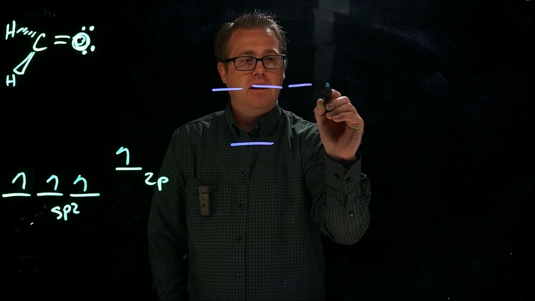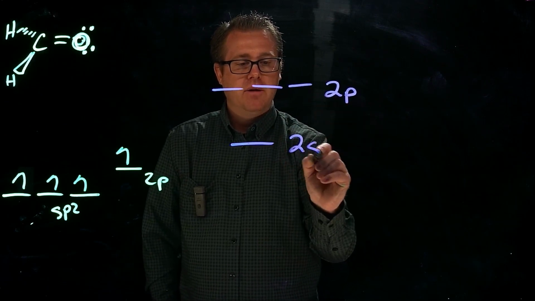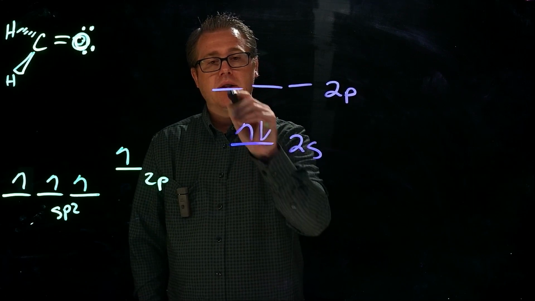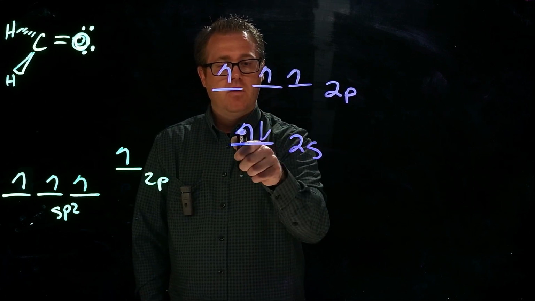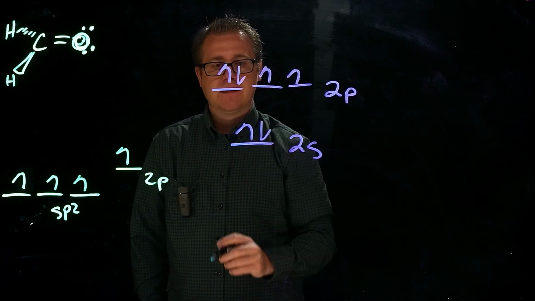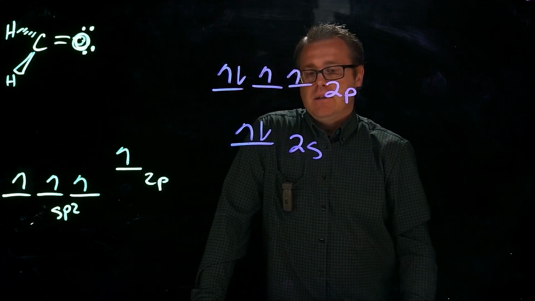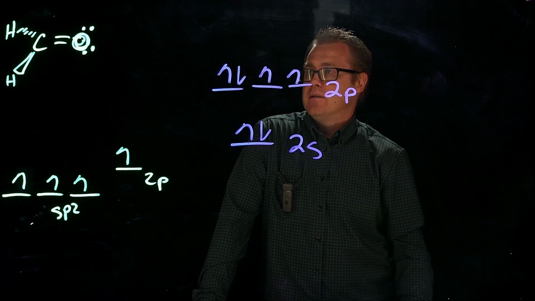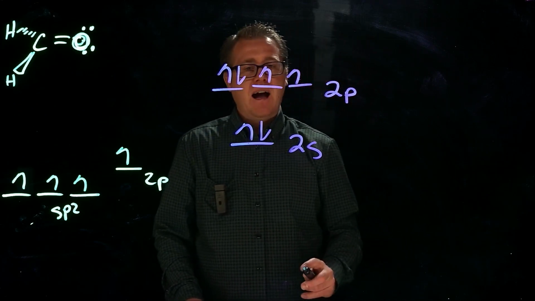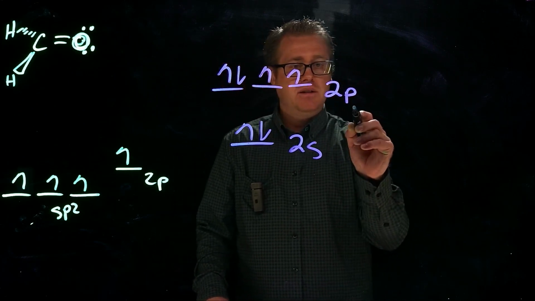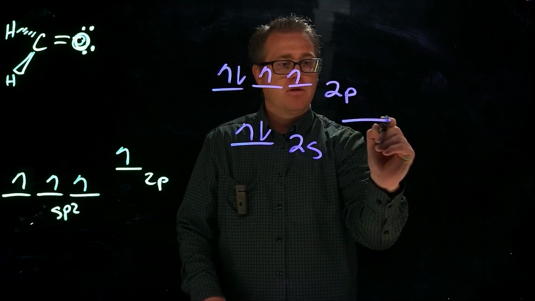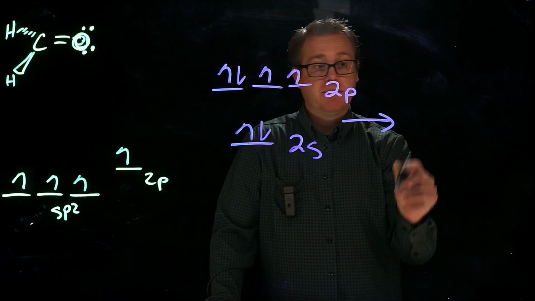Same concept here. There's our 2p and our 2s. But how many valence electrons does oxygen have? 1, 2, 3, 4, 5, 6 valence electrons. Okay. So with 6 valence electrons, we have to hybridize that oxygen. So this represents oxygen. We're going to hybridize it to sp2.